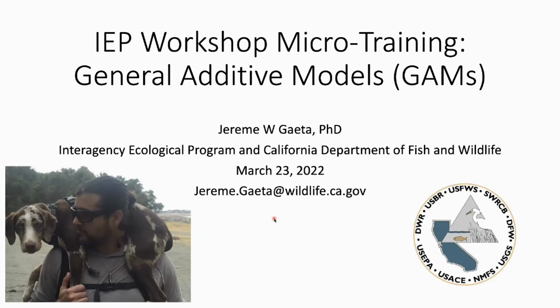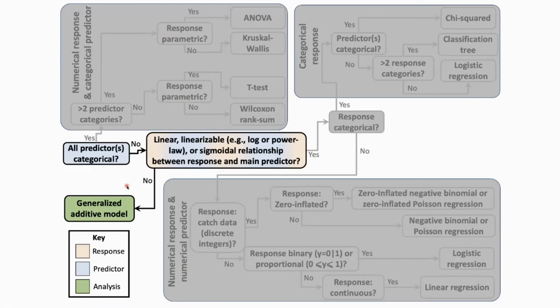I'm a senior environmental scientist with IEP and CDFW. And today I'm going to talk to you about general additive models, also known as GAMs, which is a form of nonlinear modeling. Before we dive in, I'm only going to be able to cover about a third or a quarter of what I cover in the actual handout. So before you dive into general additive modeling, I highly, highly recommend you walk through the entire handout. General additive modeling is most suitable when your response and predictor variable are not linear, not linearizable, or not sigmoidal. In other words, it is really suitable when you have a curve or a wiggle in your data.